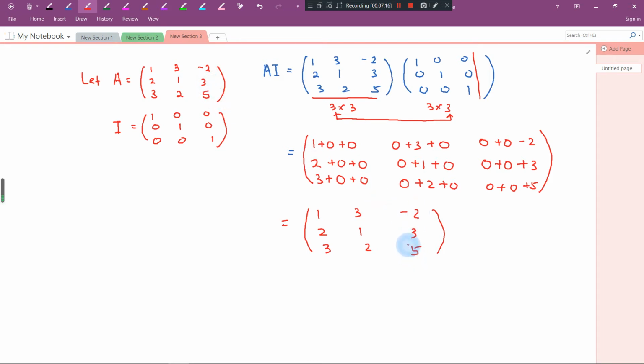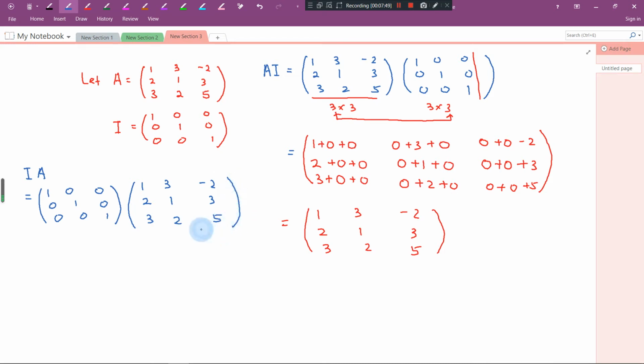Okay, now how about let's try IA. Let me copy the identity matrix first. 1 0 0, 0 1 0, 0 0 1, and then copy the matrix A. 1 3 -2, 2 1 3, 3 2 5. Okay, let's see whether this one equals this one.